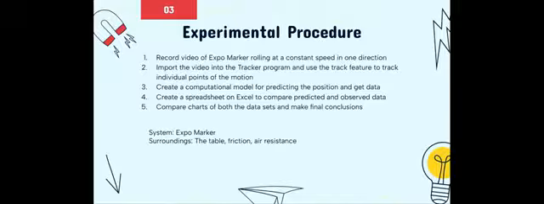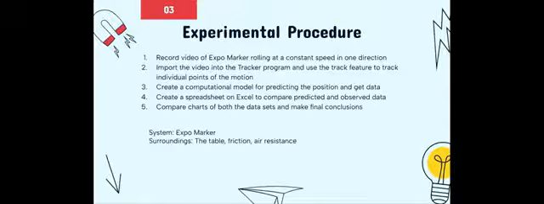Our experimental procedure includes recording a video of an expo marker or system rolling at a constant speed in one direction. We'll then import the video into the tracker program and use the track feature to track individual points of motion. We'll create a computational model for predicting the position and get data from it. And we'll create a spreadsheet on Excel to compare predicted and observed data. We'll compare charts of both the data sets and make our final conclusions.